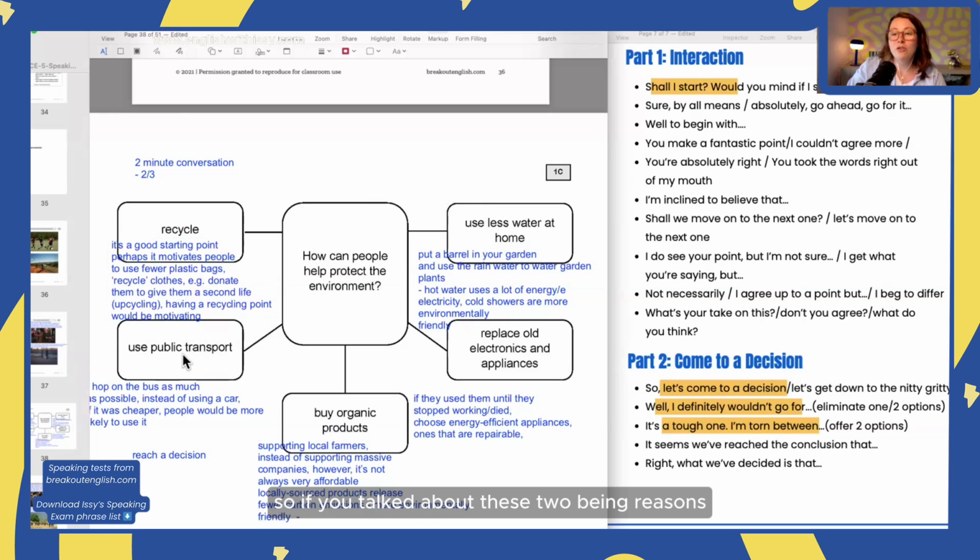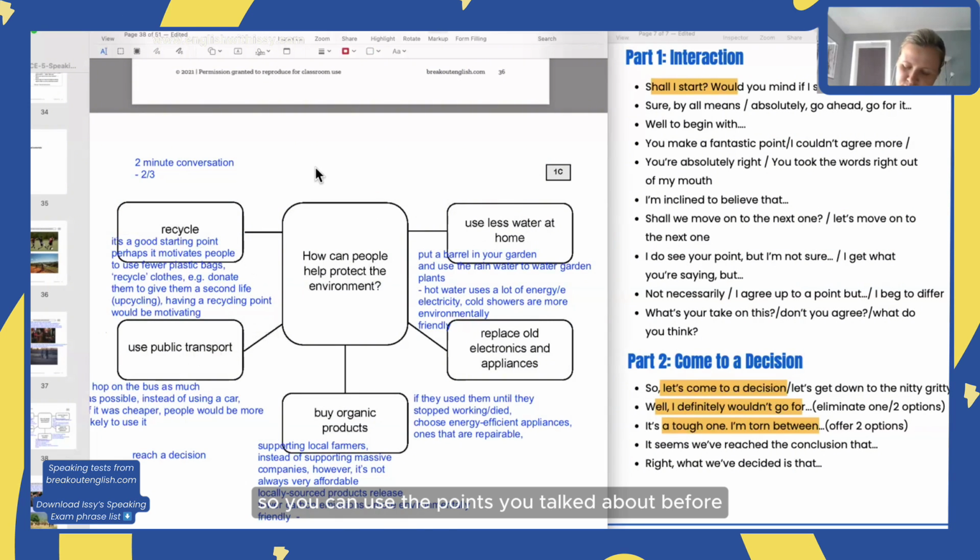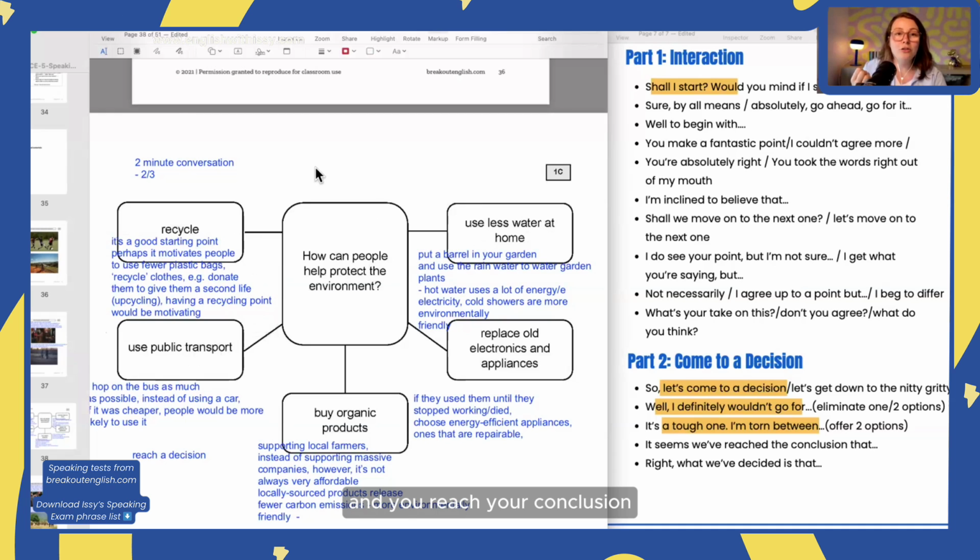So if you talked about these two being reasons people can protect the environment, then maybe it's a good idea to say, well, compared to the ones that we talked about in our discussion before, I just don't think recycling has as many positive effects as using less water and public transport does. Okay? So you can use the points you talked about before, like when you're writing an essay and you reach your conclusion, you're not going to start writing a whole paragraph with new ideas, but you just want to summarize the points that you made before.